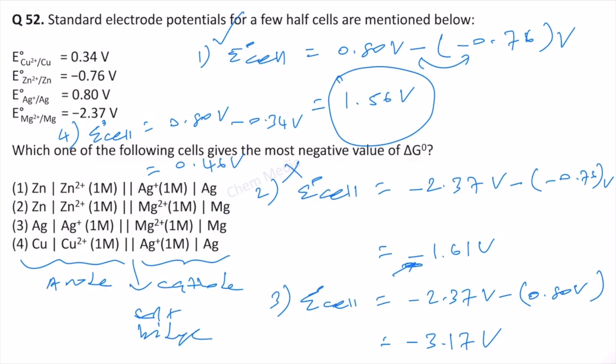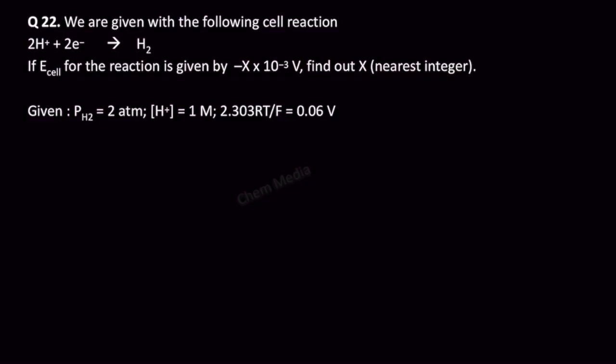Therefore option 1 is the correct choice here. We are given the following cell reaction. H plus ions are gaining 2 electrons and getting reduced to H2. If E cell for the reaction is given by minus x times 10 to the power minus 3 volt, find out the value of x. We have to find the nearest integer.